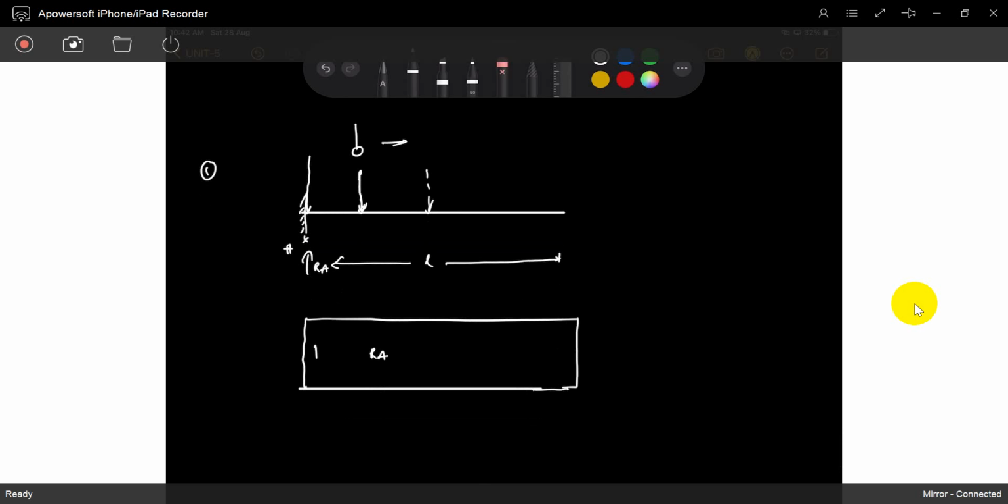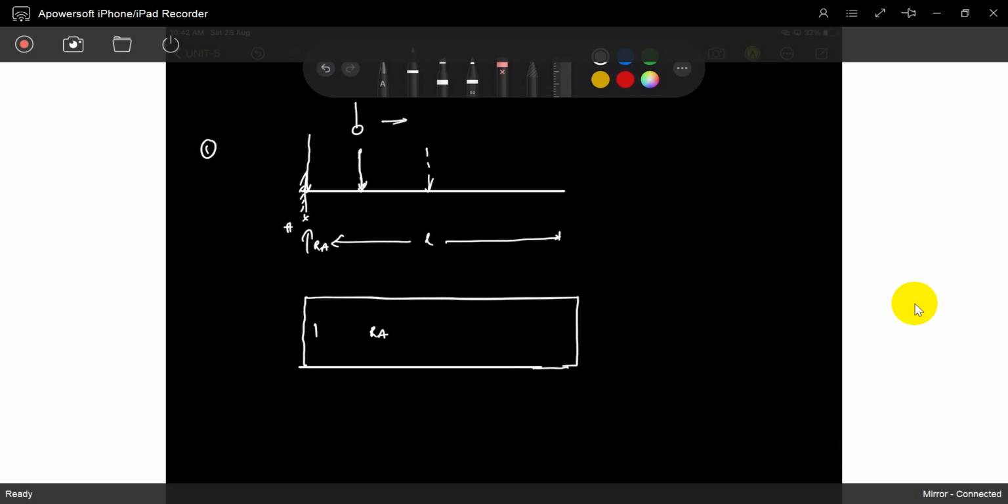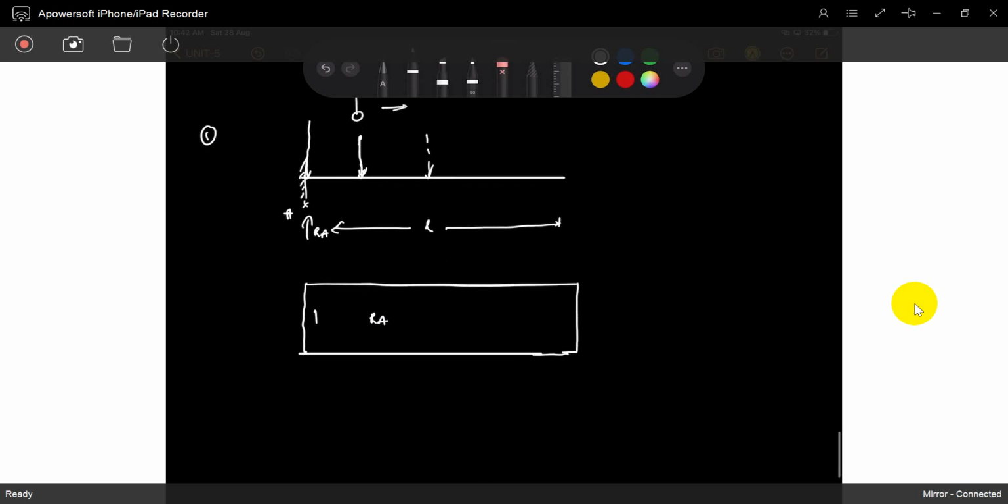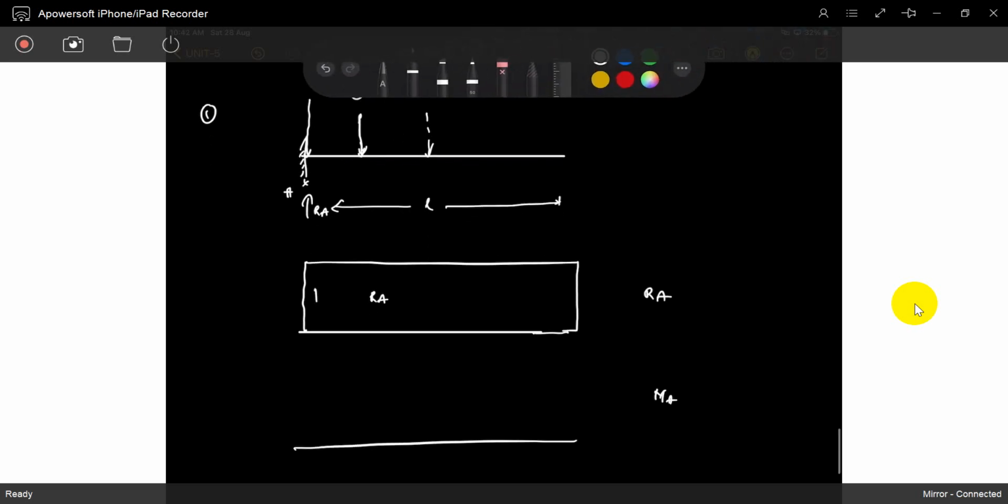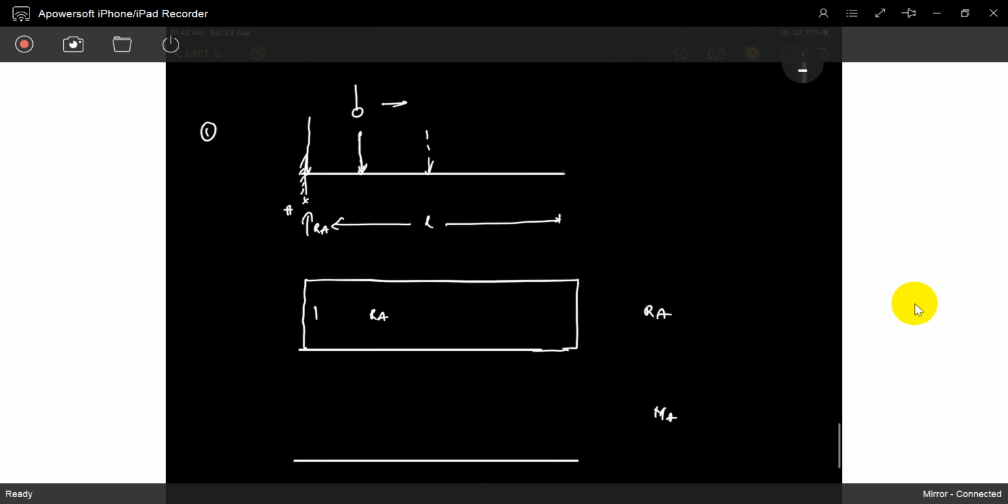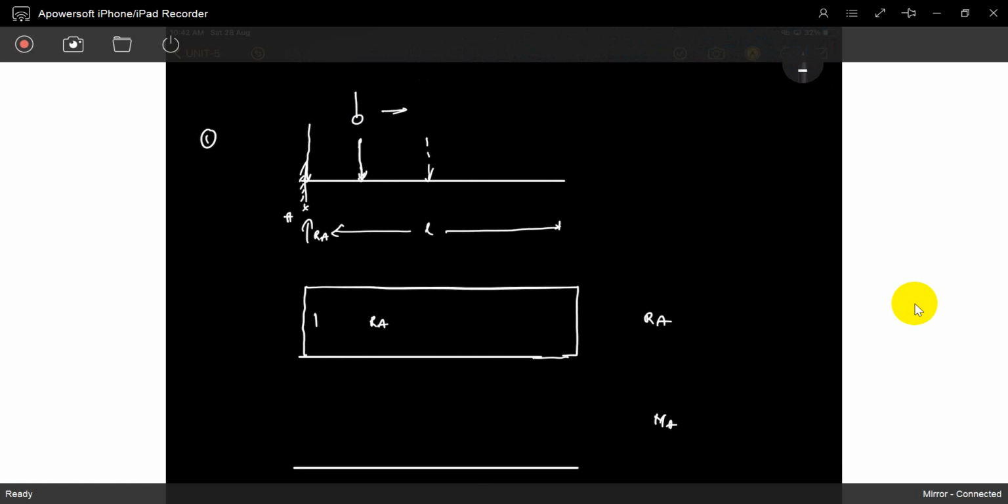So next, develop it. Next we have to develop the bending moment at A. This is for RA. So now bending moment at A. Develop it. The load is the same. The load is at position A. What is the bending moment? No bending moment, sir. Bending moment is 0.